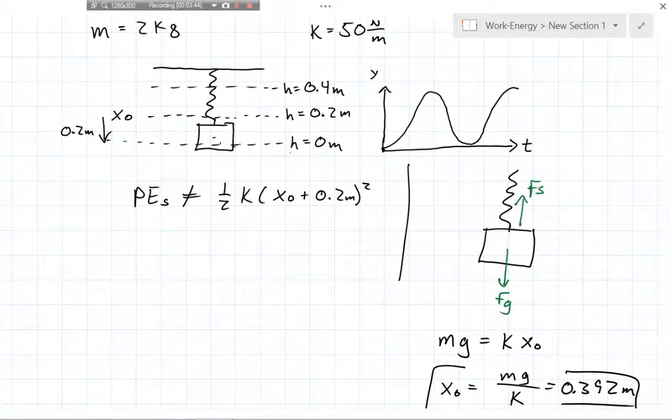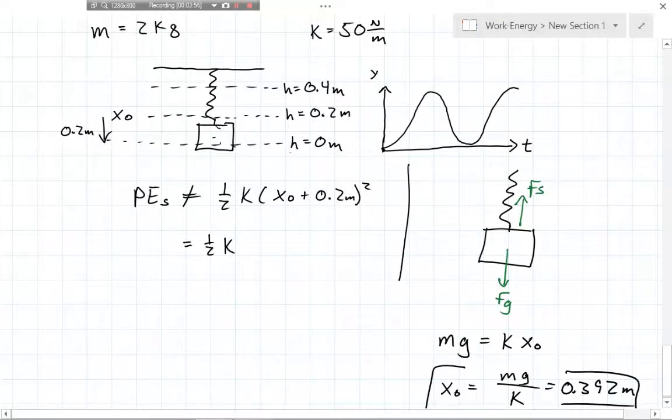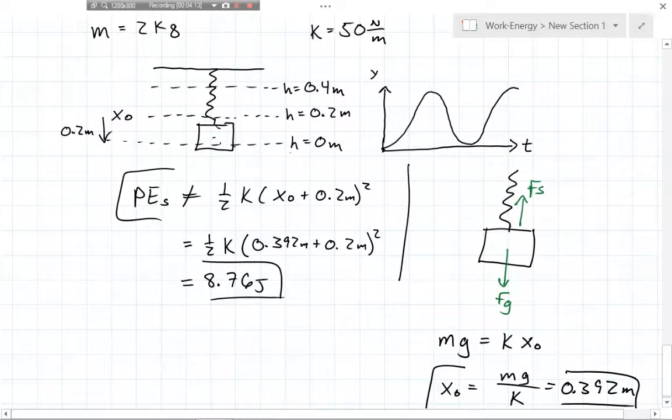Now, we're told that the mass is then pulled downwards 0.2 meters, so the spring is stretched by an additional 0.2 meters. So the total energy that's stored in the spring is 1/2 k times 0.392 meters plus 0.2 meters, and we square that. Now if you plug all of this into a calculator, you see that this is equal to 8.76 joules. So this is how much energy is stored in the spring when the spring is pulled down 0.2 meters from its equilibrium point. So this answers how much energy was stored in the spring.